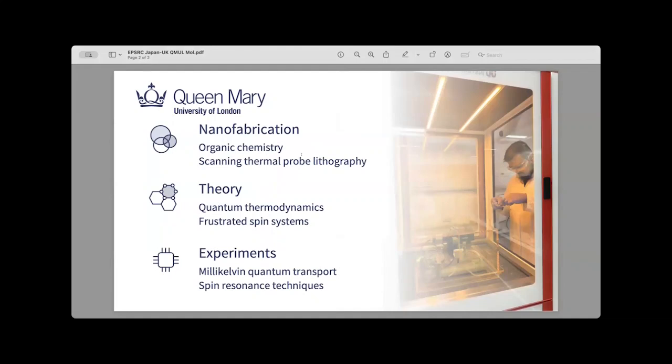So, the skills and expertise that we can bring to a collaboration: we combine organic chemistry with nanolithography techniques, especially with scanning thermal probe lithography. We do theory on quantum thermodynamics and on frustrated spin systems as well. And then finally, we have experimental techniques, millikelvin quantum transport, and also spin resonance techniques, which my colleague Yunji Liu will be talking about later on as well. And I'll put my details in the chat.